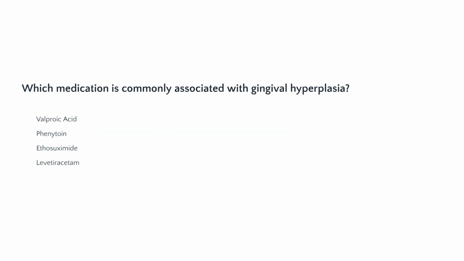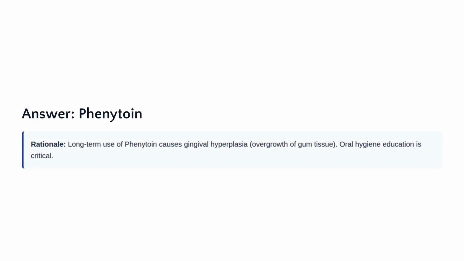Which medication is commonly associated with gingival hyperplasia? Phenytoin is the answer. Long-term use of phenytoin causes gingival hyperplasia, which is an overgrowth of gum tissue. Oral hygiene education is critical.